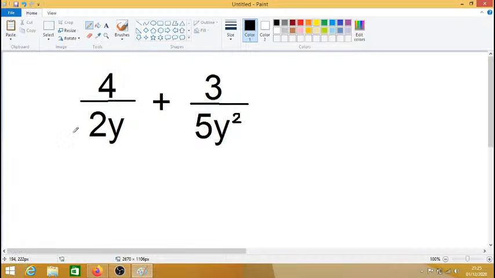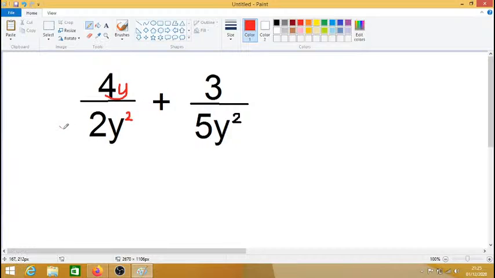So if I multiply by y to begin with, top and the bottom, then I would have 4y at the top, and 2y would become 2y squared because I'm multiplying by y. That's great, and I still haven't quite got the denominators to match. So in this case now, I'm thinking the y squared matches, but the 2 and the 5 don't, so I'm going to need to take it up to maybe 10.